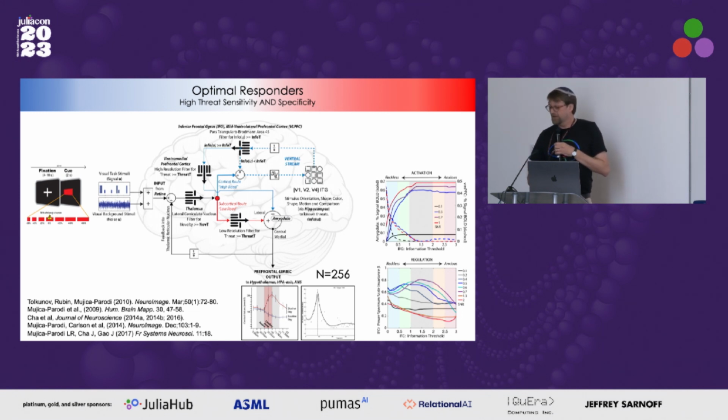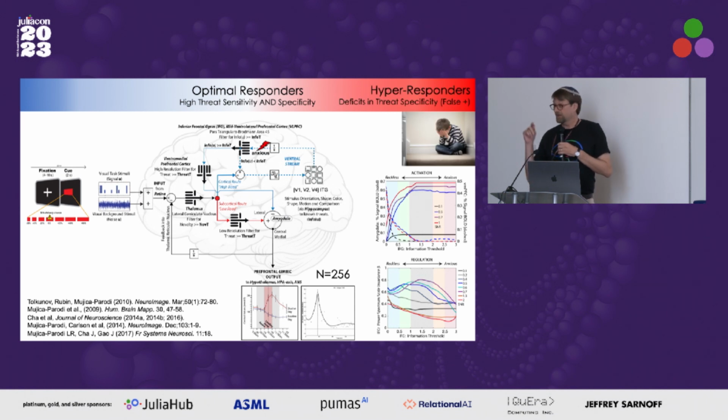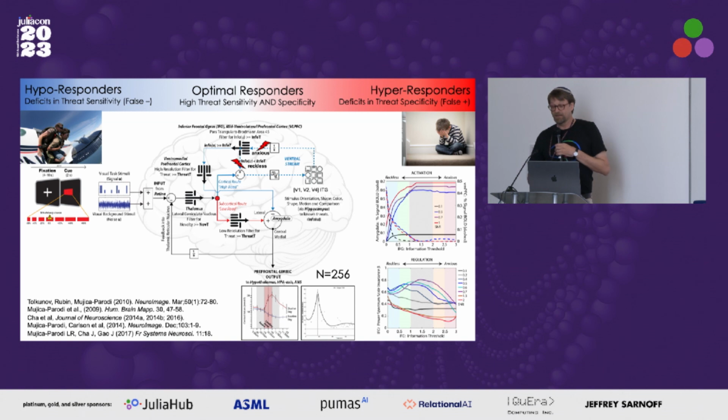It can also be broken in two places. One, if you are a hyper responder, if you're anxious, you always have false positive messages. Something that is not a threat is a threat, and therefore you're anxious. There's another place where this can break, and these are hypo responders, who have false negatives. You see a threat, but you think it's not a threat, and they are living very dangerous lives.